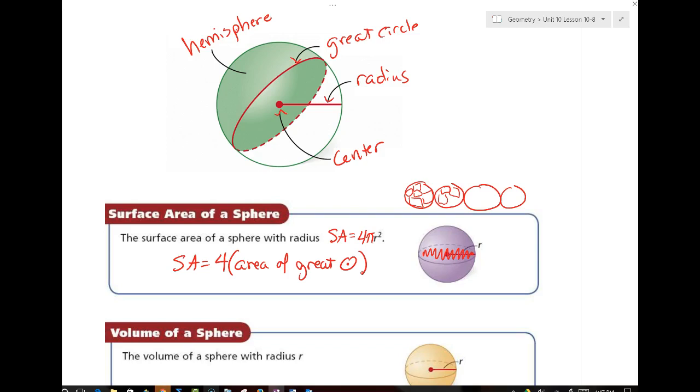All right, so that is going to be your surface area formula. So 4 pi r squared. Guys, here's how easy this is to remember. What do you do to your radius?